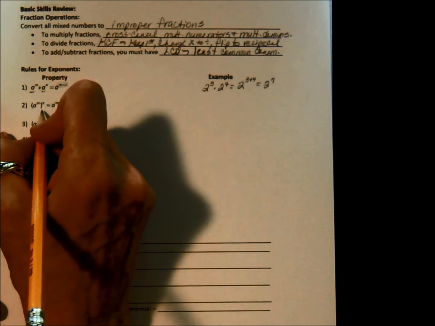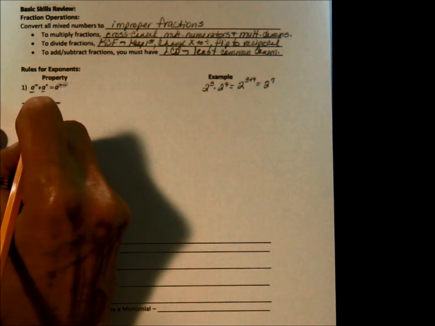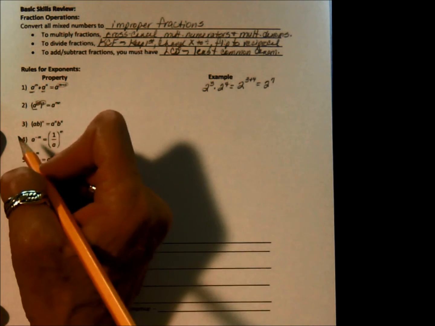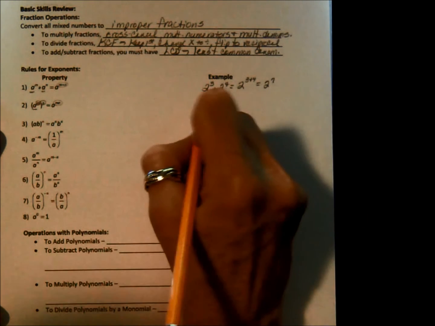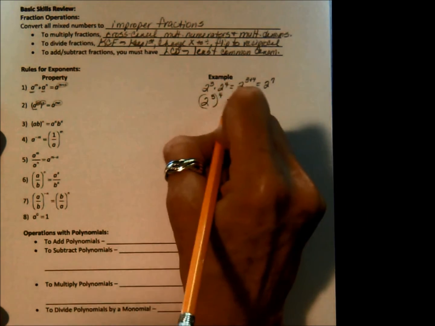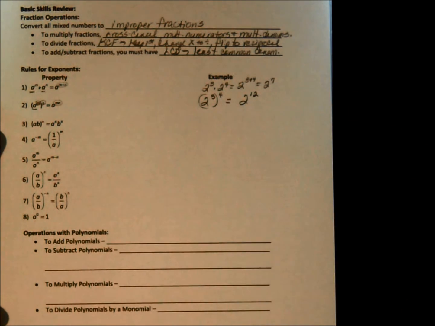The next rule is the power rule. That's when we have one base, but its exponent is raised to an exponent. So you have a double exponent on the base, and the rule is you multiply those exponents. So 2 to the 3rd power raised to the 4th power would be 2 to the 3 times 4, or 2 to the 12th.